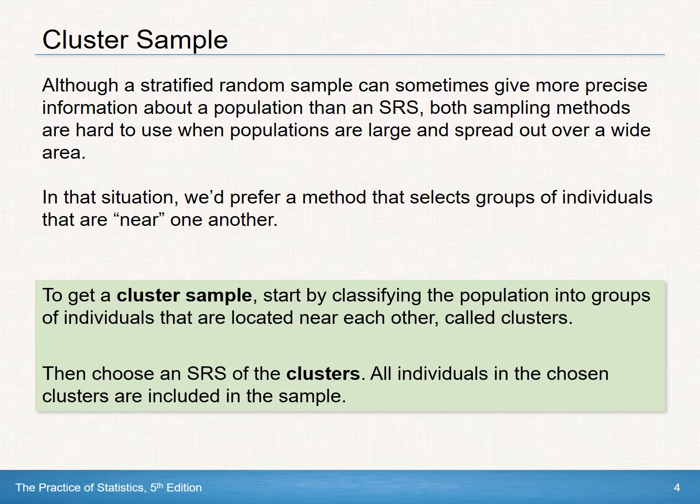So to get a cluster sample, you start by classifying the population into groups of individuals that are located near each other, called clusters. Then you do a simple random sample of the clusters. All individuals in the chosen clusters are included in the sample. So stratified is when you group them because they have something in common. They're all 9th graders. Cluster is more of a convenience. They're near each other.